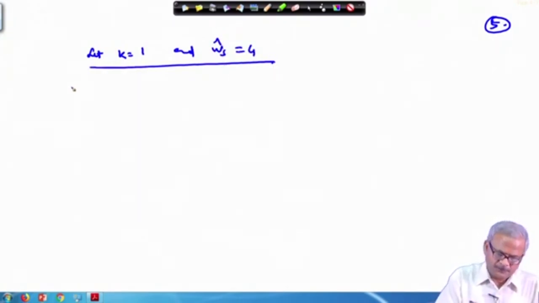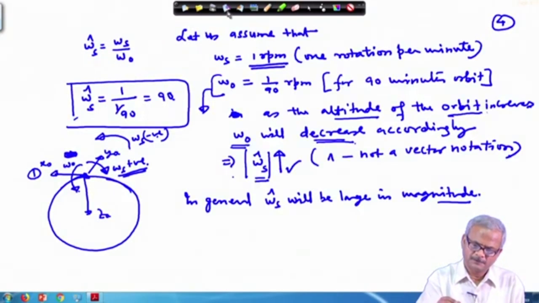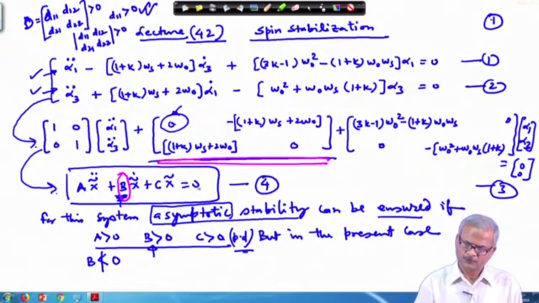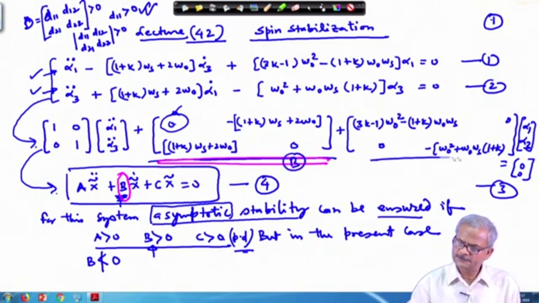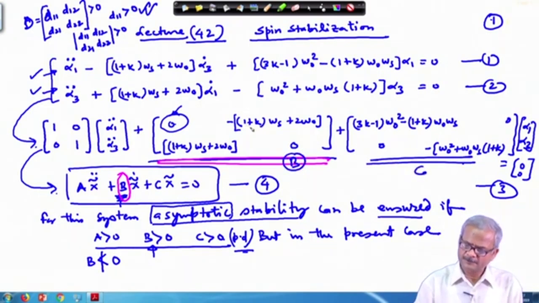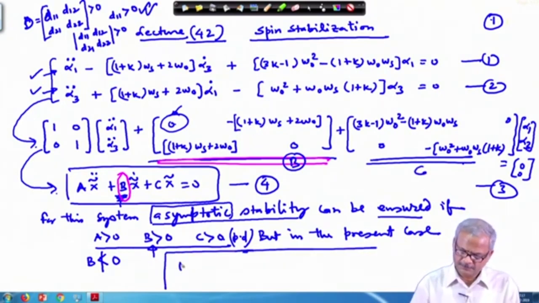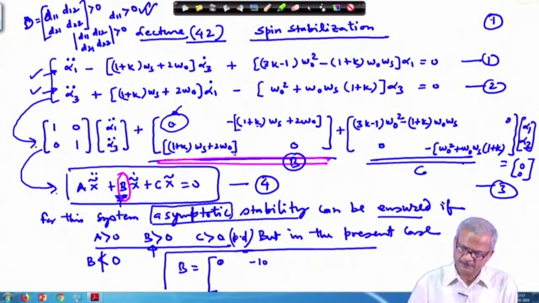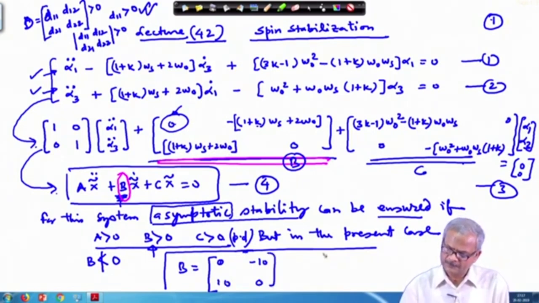So, accordingly we can calculate this matrix. The B matrix, if we go back, for k equal to 1 and omega s cap equal to 4, this is your B matrix, and this is your C matrix. Okay. So, the B matrix becomes, for k equal to 1, this remains 0 and here 1 plus 1 is 2 on omega s cap, I will assume that it is already divided, and therefore this is minus 8 and plus 2, minus 10, this becomes minus 10 and this is of the opposite sign. So, this becomes 10 and this is 0.